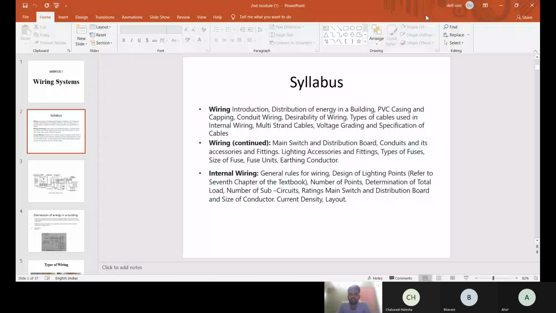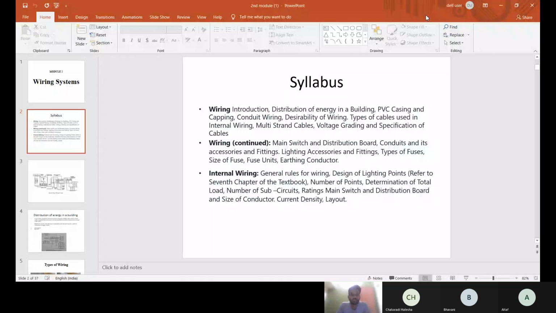The types of cables used in our internal wiring system, there are different types of cables. We need to study what is meant by cable and what is meant by wire. Based on the ratings, we also study how to go for cable selection. And the multi-strand cables, that is different types of cables, voltage grading, and the specification of cables. This is the first part.